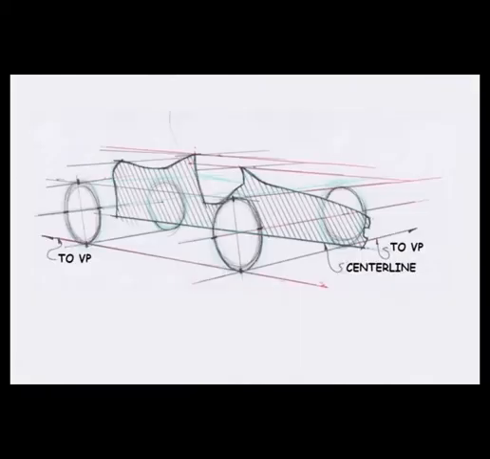When drawing wheels on a car, the first thing to check is whether your minor axis is drawn correctly. The minor axis is always common to the axle of a car. Most of the time, this axle is also perpendicular to the center line of the car.